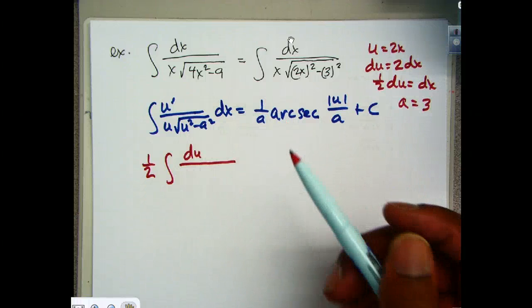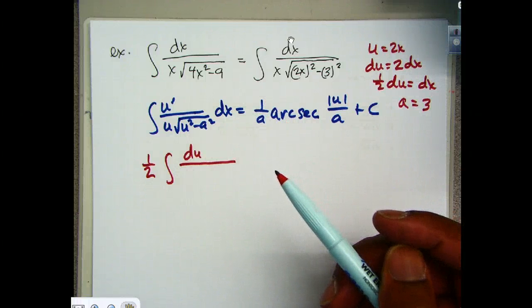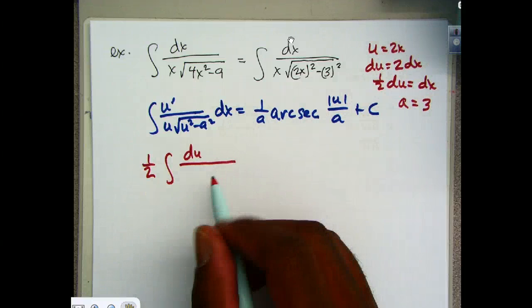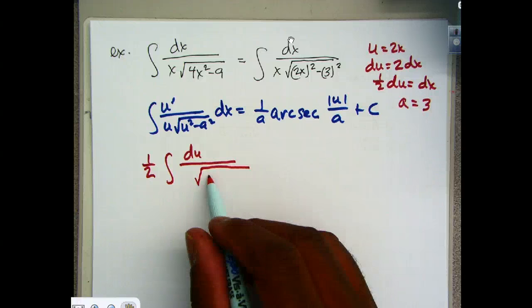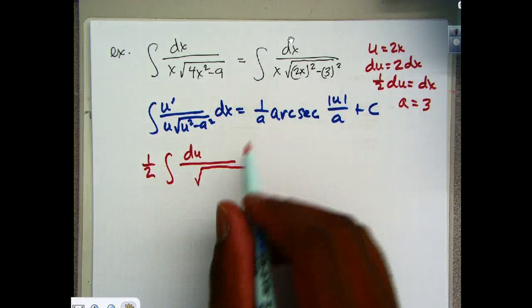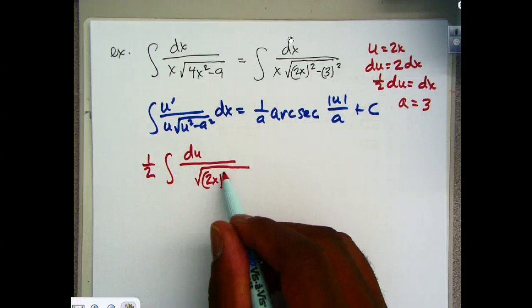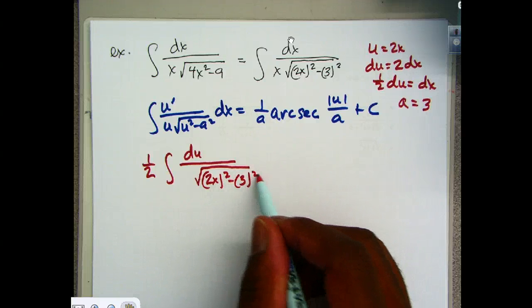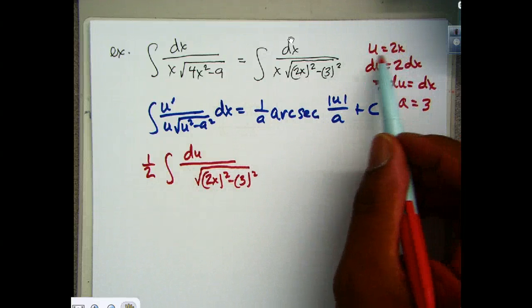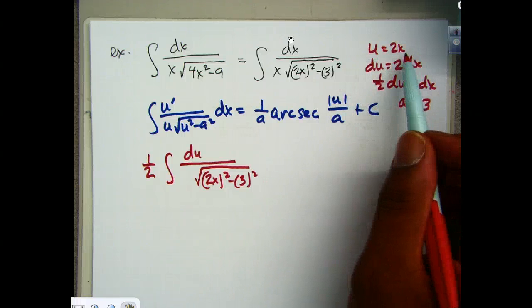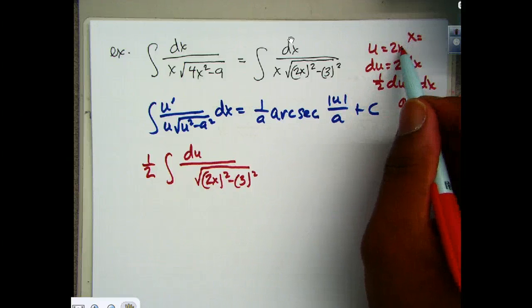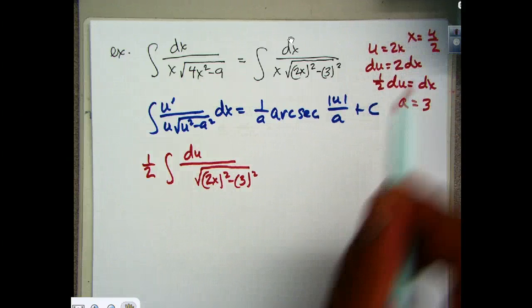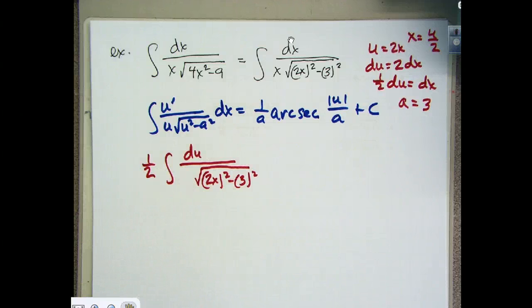Alright, so let's see, how are we going to do that? Well, we have the square root. So on the inside, we're going to have the square root of u squared minus a squared, 2x squared minus 3 squared. Okay, u is equal to 2x, so x is equal to u over 2. So this x here, I can replace it with a u over 2.